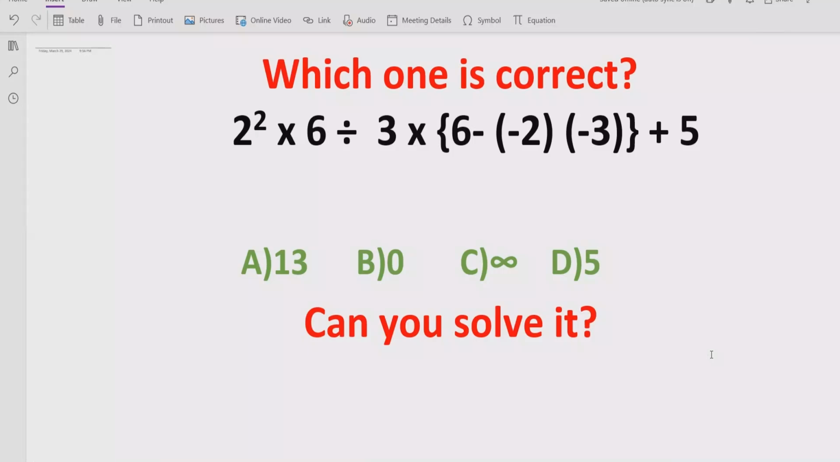Today we will solve another quiz which is related to arithmetic expression. It is a very big expression which contains basic operations: multiplication, division, addition and subtraction. So we have to solve this quiz and find out which answer is correct. In the answer list we have 4 answers: 13, 0, infinity and 5. So we have to see after solving this which answer is correct.